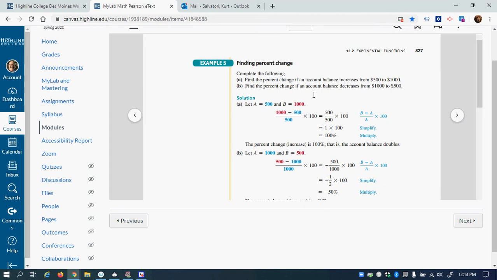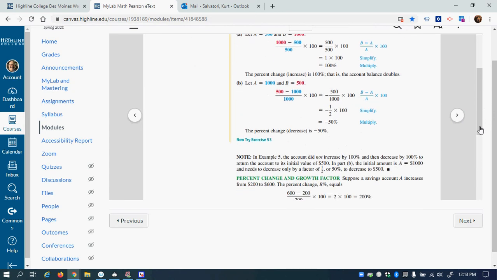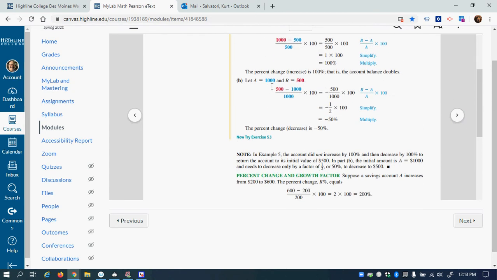Now for B, your balance decreases from 1,000 to 500. So this one is a little bit different. A is 1,000 and B is 500. So it's the new minus the old divided by the old, and then you multiply that by 100. Because you get a negative, because 500 minus 1,000 makes it negative, you have a decrease of 50% that's happening here.